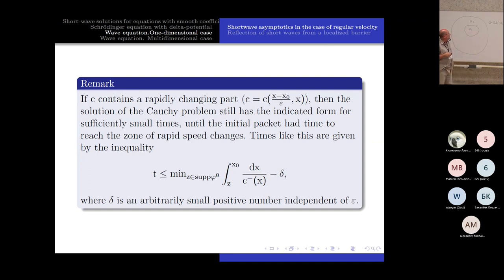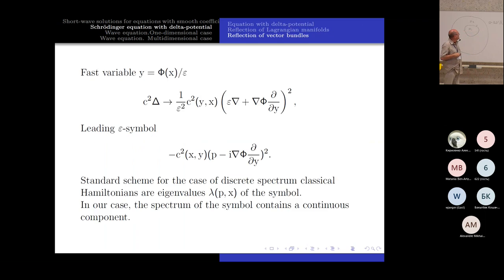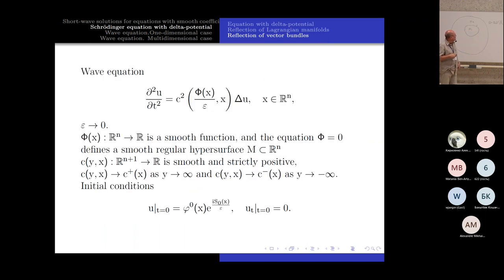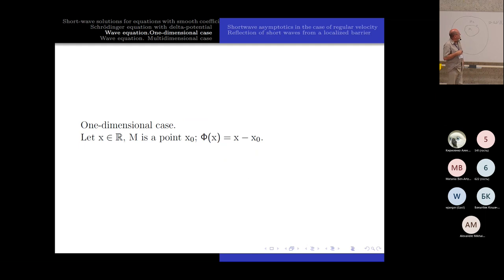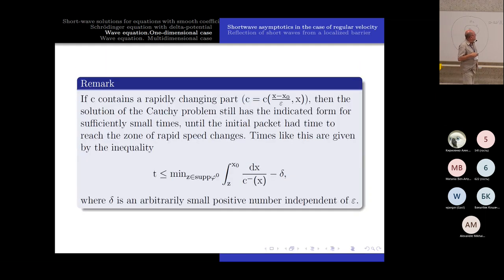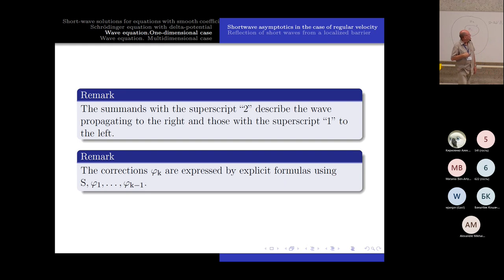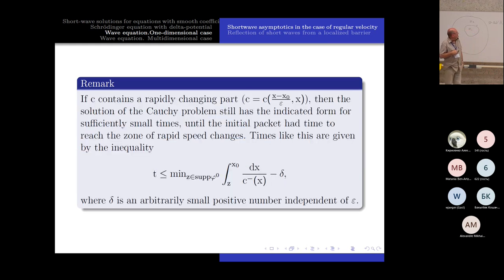If we consider the function which depends on epsilon, then for small times the situation will be the same. Of course, I have forgotten to say that when we consider this Cauchy problem, I suppose that the support of the function phi naught doesn't intersect the surface M. So we have some surface on which we have a jump of the velocity, and the initial condition is situated in some other place of n-dimensional space, and then the wave packet comes to this surface. In the one-dimensional case, it means that the support of the initial condition doesn't contain this point x naught. For rather small times, namely times which satisfy this inequality, the solution will be just the same. The wave doesn't reach the point x naught.